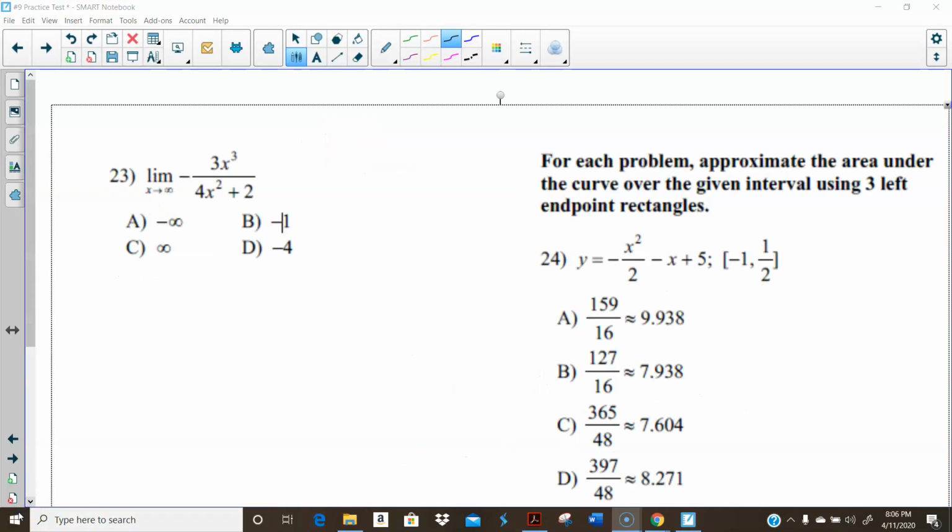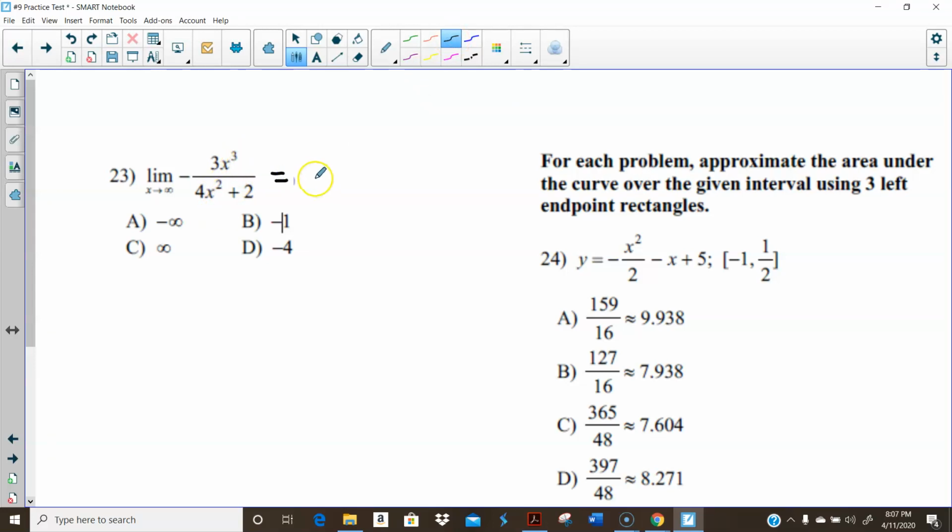Number 23 is the limit as x approaches infinity. When we're going to infinity and it's a rational function, if I find the horizontal asymptote, then I'll also have the limit. So this is top heavy, which means that the limit does not exist. Now, because this is a rational function, I don't know if it's going to be A or C, because A and C would both be does not exist.